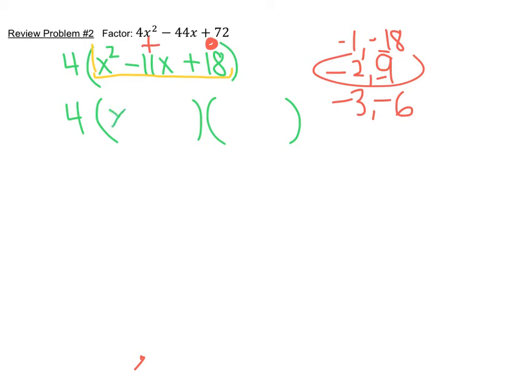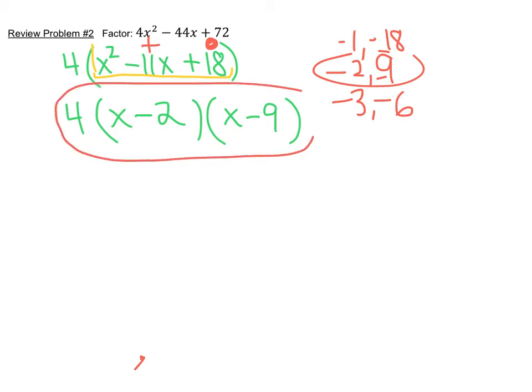So we have our final answer, x minus 2, x minus 9. And again, the order of your factors does not matter. I could have the x minus 9 first and the x minus 2. We will check our answer.